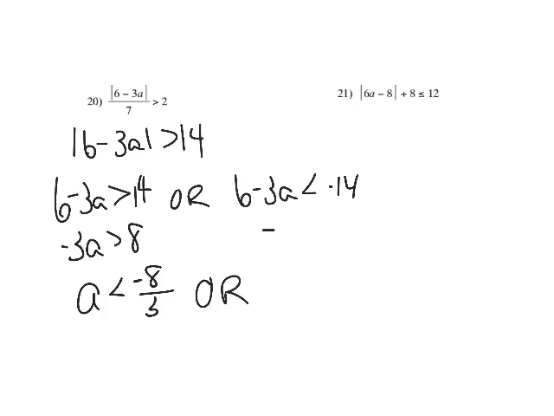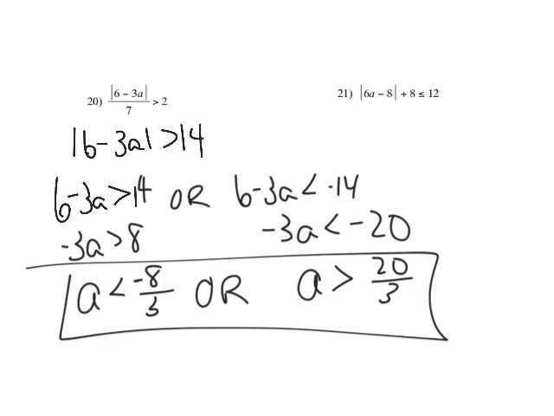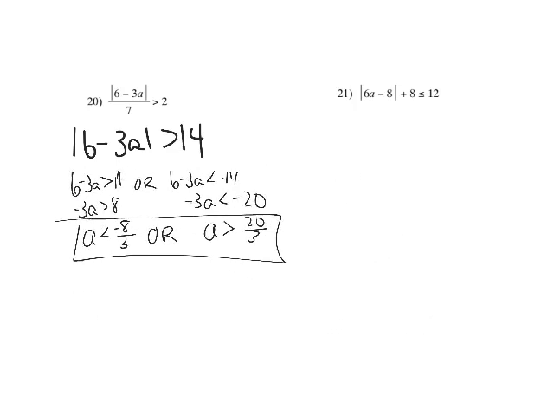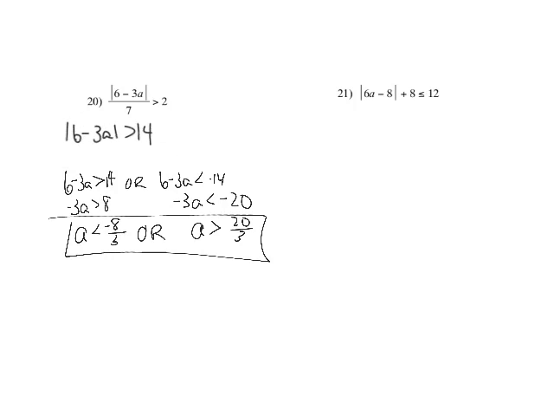Or over here, we've got negative 3a less than, if I'm subtracting 6 from both sides, negative 20. And so then we're going to have a greater than 20 over 3 because we are dividing again by a negative 3. So that gives us a greater than 20 over 3. So there's number 20. Let me shrink that down.